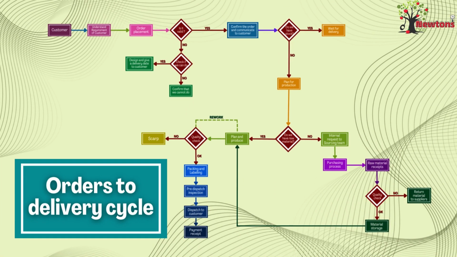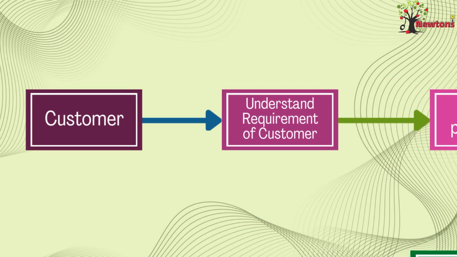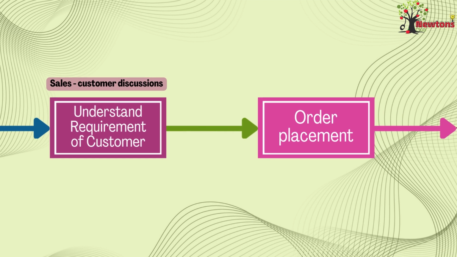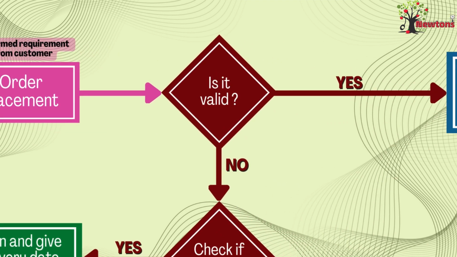The starting point is always the customer. The customer has a requirement, and all the departments inside the industry work in coherence to fulfill that requirement. And in this process, the first step is order placement. The customer reaches out to the salesperson and gives an inquiry, or the salesperson goes to the potential customer for an order request. And once the order is received by the sales, there will be a validation check.